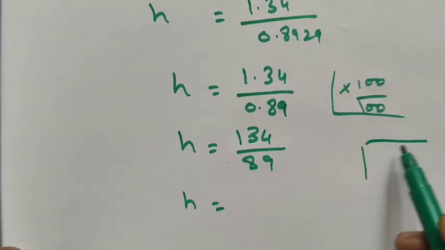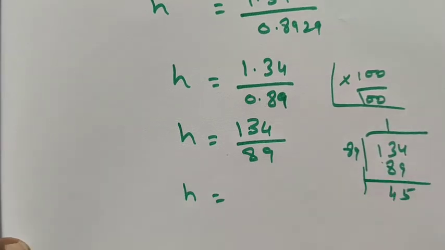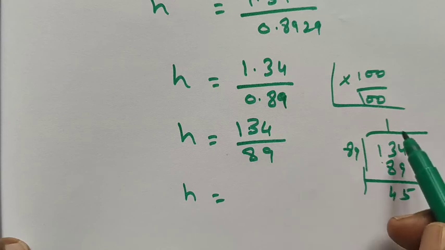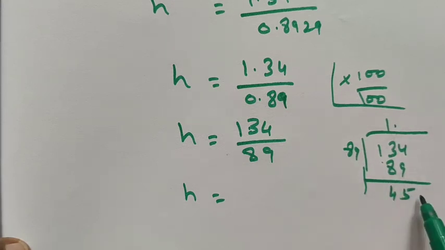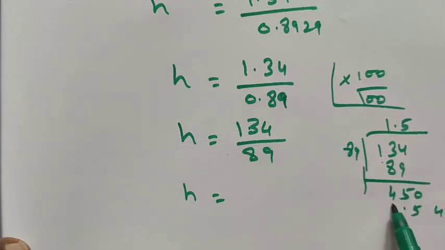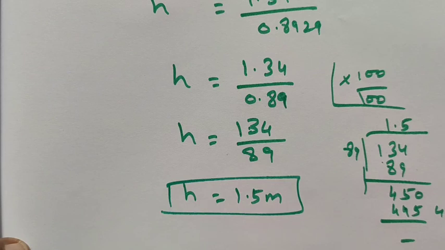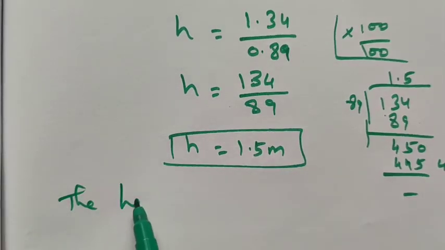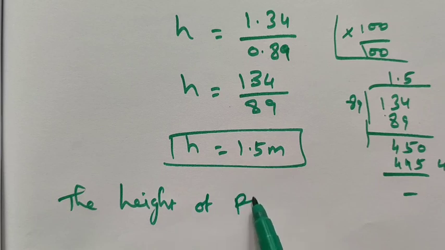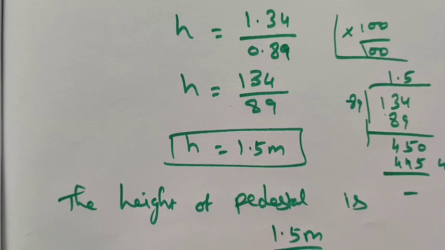Then H is equal to 134 divided by 89, means 1 time is 89. So when we subtract this we get 45, and then it is not possible to divide, so put a point and add 0. In 450 it is 5 times possible. 5 9s are 45, 5 remainder 4, 5 8s are 40 plus 4 is 44. So 1.5 meter, the height of the pedestal is 1.5 meter. Thank you, students.